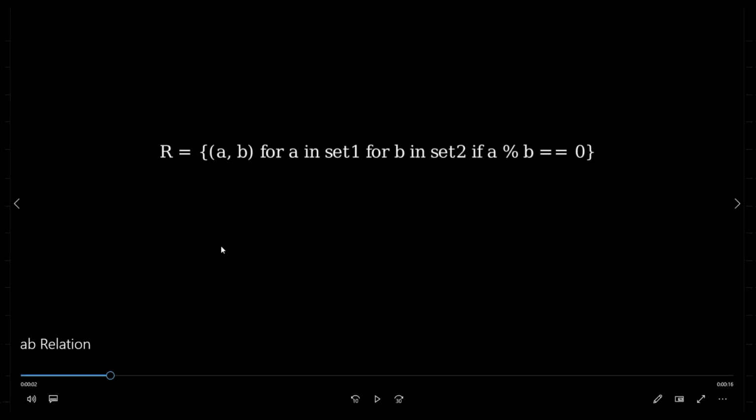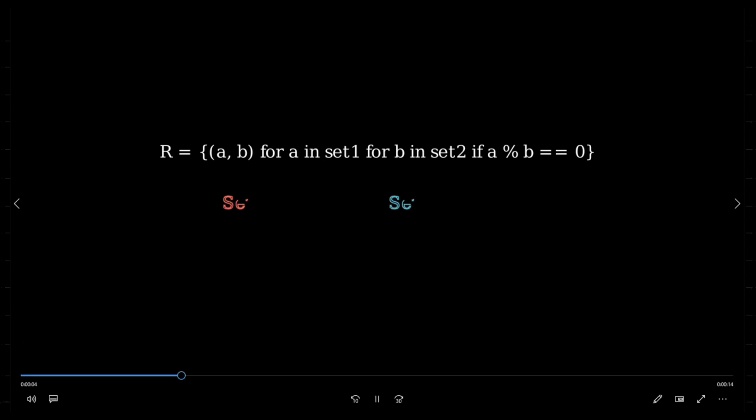We define a condition. You know what? Out of all this Cartesian product, out of all of these elements, I want to have this set of outputs which follow this particular condition. The condition over here is we need A and B, the ordered pair, where A is from set A and B is from set B, and when A is divided by B, the remainder should be equal to 0. That's what A modulus B double equals to 0 means.